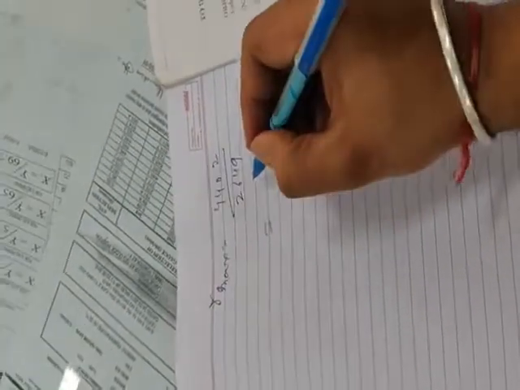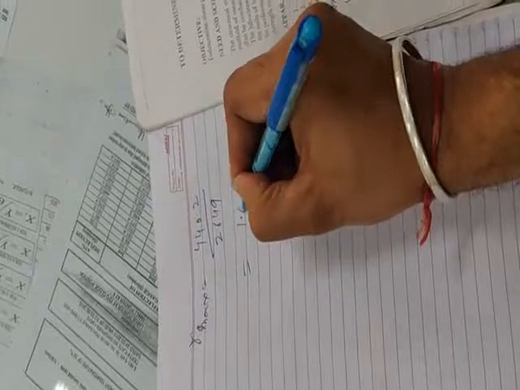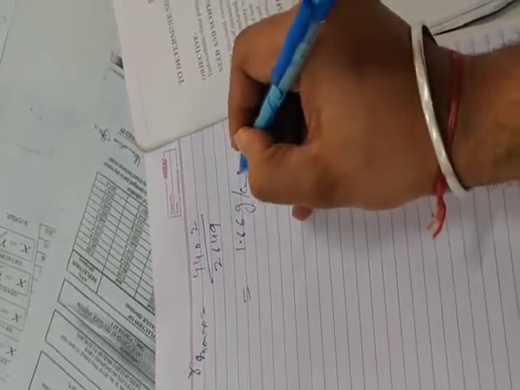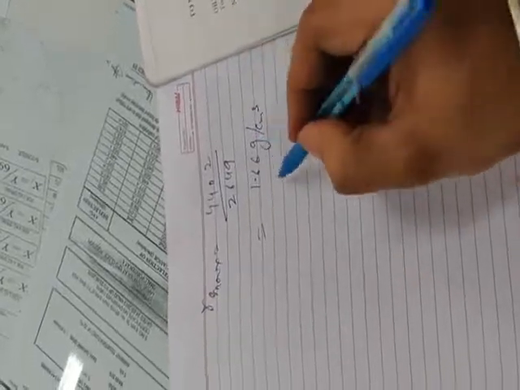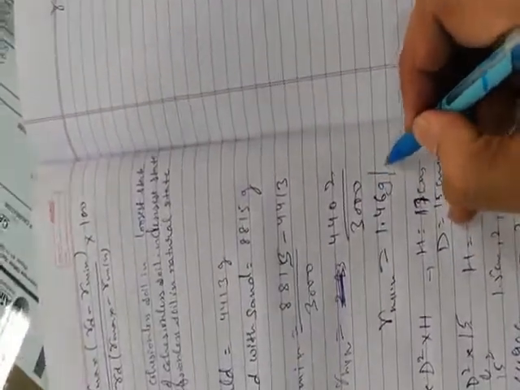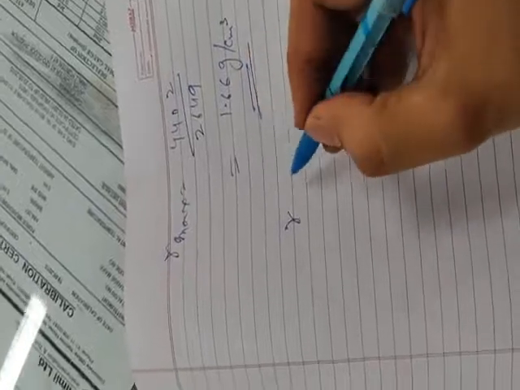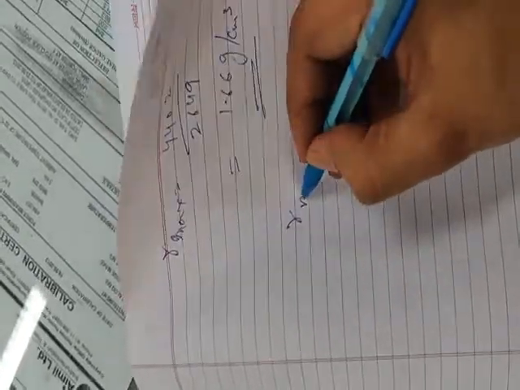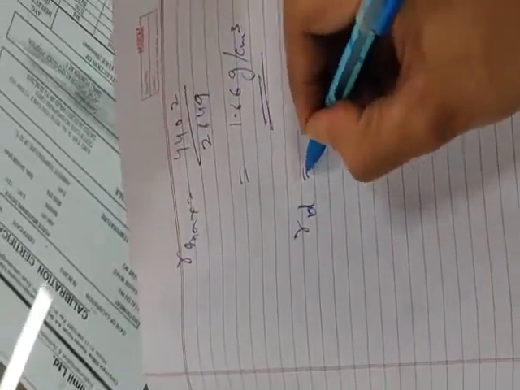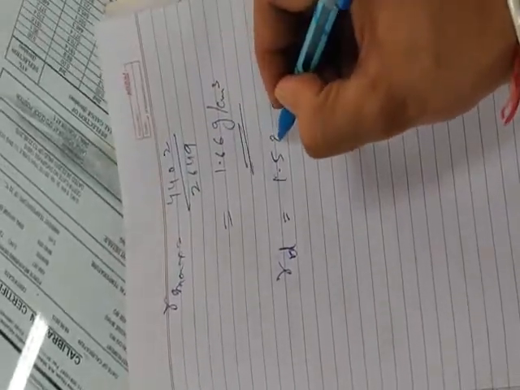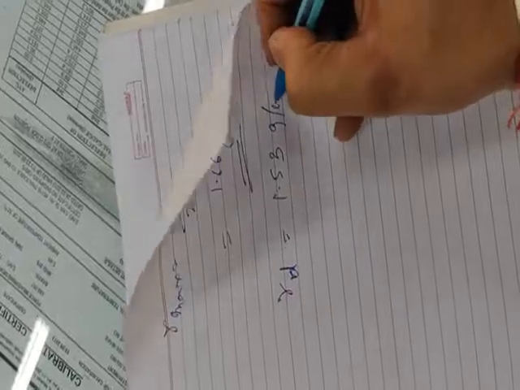And it is 1.66 gram per centimeter cube. So this is the gamma maximum and this is the gamma minimum. We did not go to the field, so natural or gamma D, you can say that we will take in between these two values. Let us say that we take gamma D as 1.53 gram per centimeter cube.